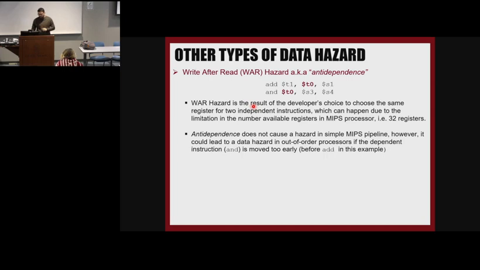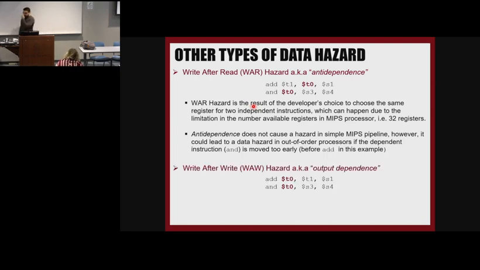It's called antidependence. Another type of hazard that we have is write after write. Okay? Write after write is also called output dependence. And it's the same story. Directly, it doesn't have any problem. Just write to T0. Again, the developer's choice, the same thing. If you have an out-of-order processor, if I move AND before add, this is going to cause issues for the instruction that goes after add. So any instruction that I want to run after this instruction is going to be messed up. It's working with the wrong content, the wrong value for T0.